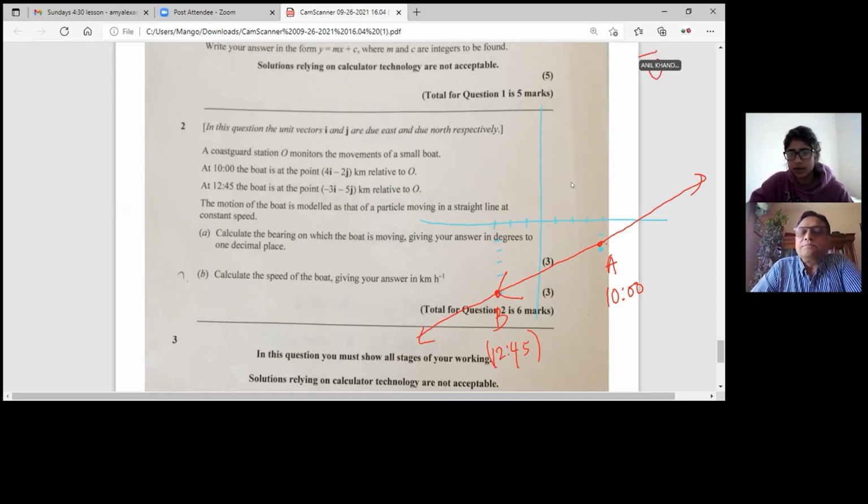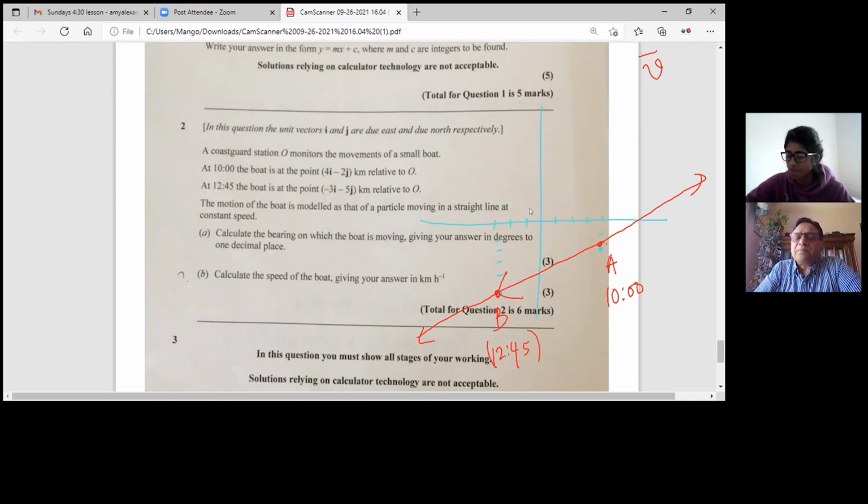Wait, sir, how do you know that it's moving in that direction? Because at 10 a.m., it is at location A, which is 4i minus 2j, and at 12:45, that means after 2 hours and 45 minutes. Oh, so it has to be that way. Yes, it has to be that way, right?